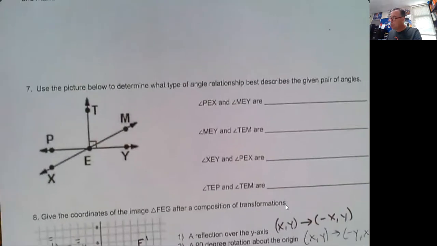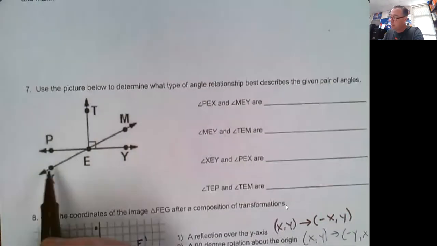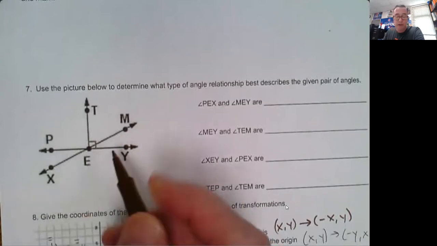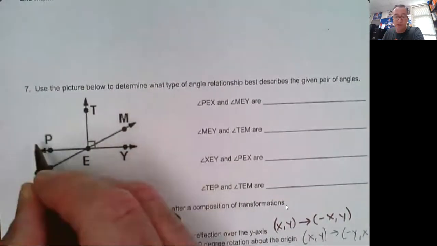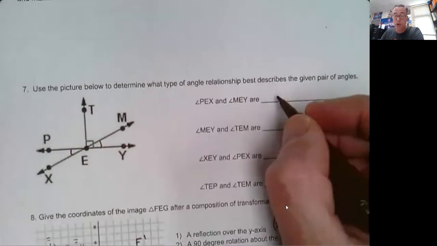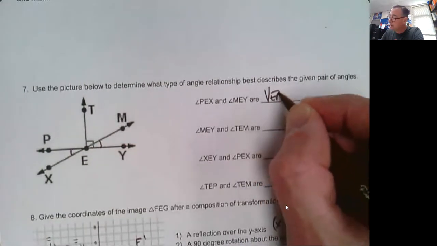Okay, we are naming the angle relationships. Now, there's absolutely a page with these, so it'll be something you can look at. If I look here, PEX is this one, MEY is this one. Those are across two intersecting lines like this. So that is PEX and MEY. Those are called vertical angles. That's what we call that.